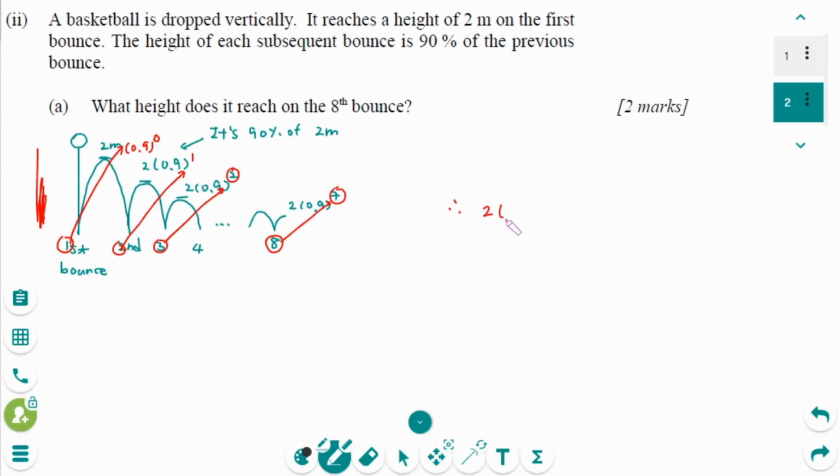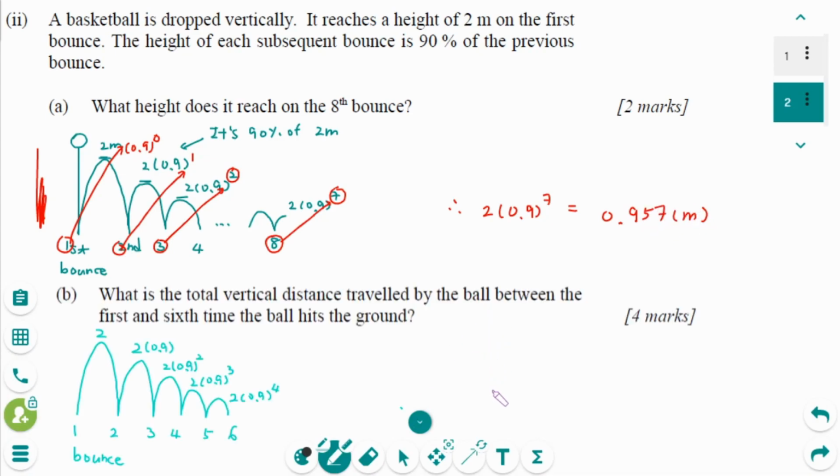Therefore, 2 times 0.9 to the power of 7 equals 0.957 meters. Number B, the sum is 2 plus 2 times 0.9 plus 2 times 0.9 squared, until 2 times 0.9 to the power of 4, then times 2 because it's up and down.